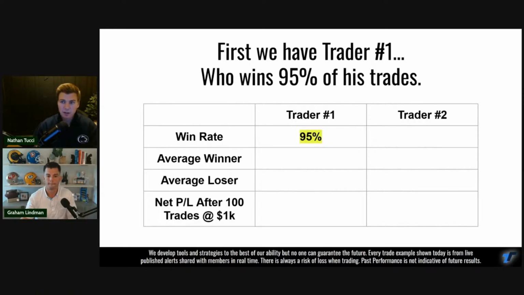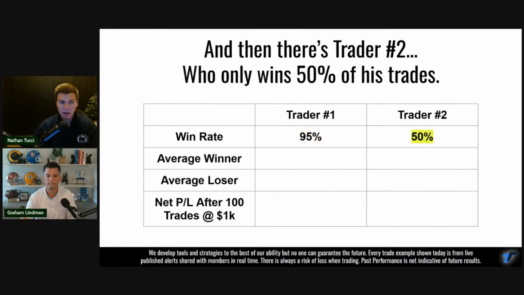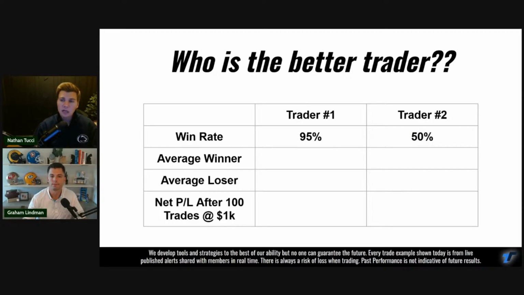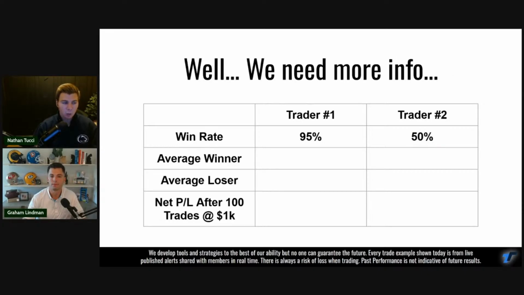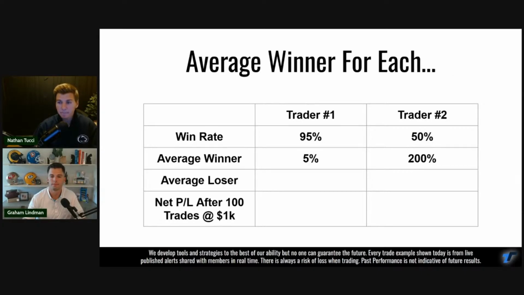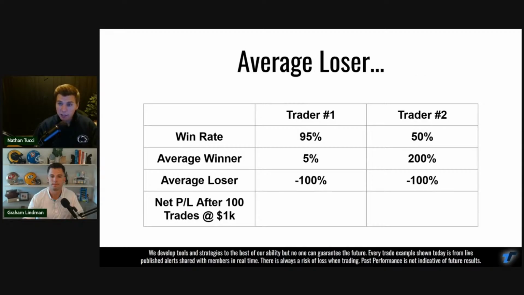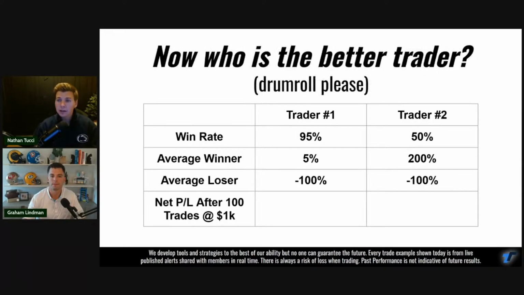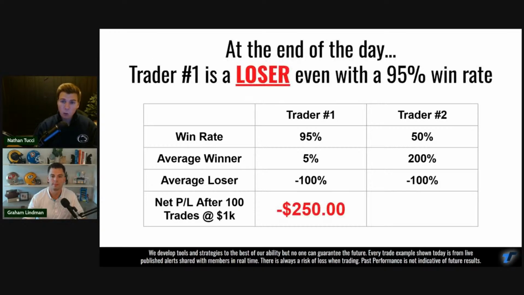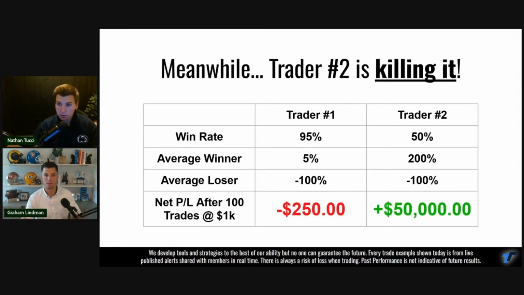For example, you have trader number one with a 95% win rate. Trader number two has a 50% win rate. Who's going to be the better trader? Well, obviously, we have no idea. You need much more information. Now, once you add in the average winner for each and the average loser, now you can start to get a better idea. Drum roll, please. Trader number one with a 95% win rate is actually a big loser, or a small loser, maybe I should say, to be more fair.